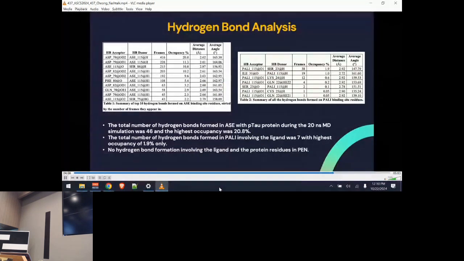Looking at Table 1 and Table 2, the total number of hydrogen bonds formed in ASE with p-tau protein during the MD simulations was 46, with the highest occupancy at 20.8%. On the other hand, the total number of hydrogen bonds formed in PALI involving the ligand was only 7, with the highest occupancy of 1.9% only. There is no hydrogen bond formation at all in the PAN system.